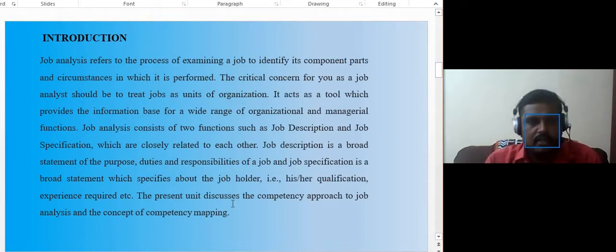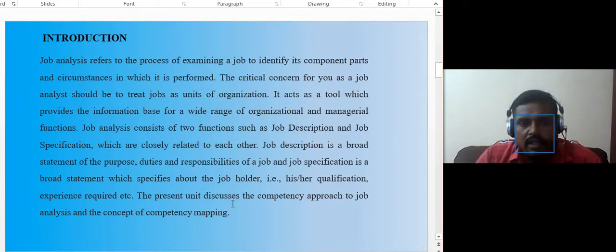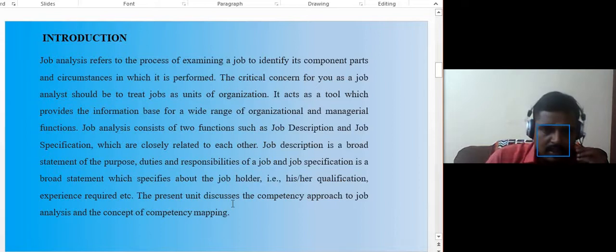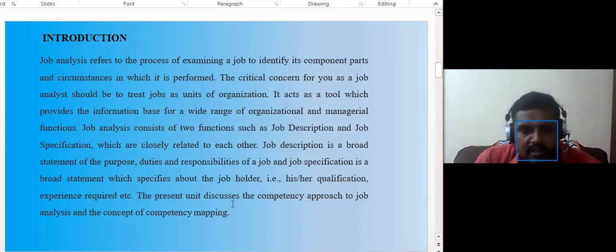And the introduction. Job analysis refers to the process of examining a job to identify its component parts and the circumstances in which it is performed. The critical concern for you as a job analyst should be to treat jobs as units of organization. And job analysis consists of two functions, the job description and the job specification, which are closely related to each other.